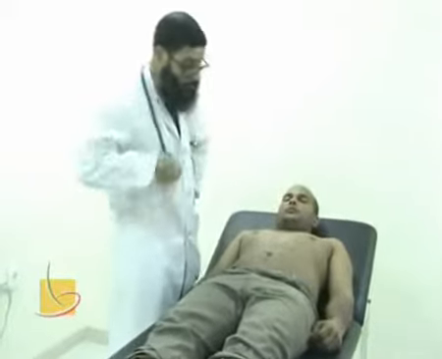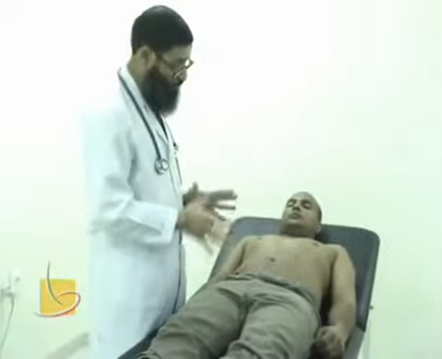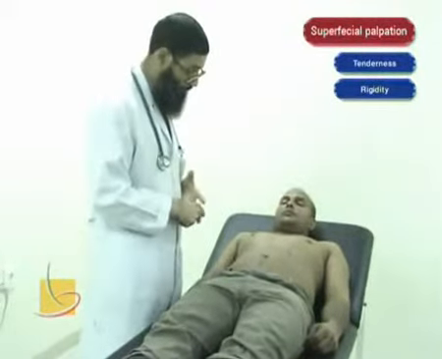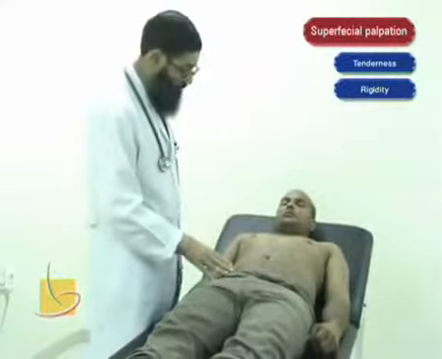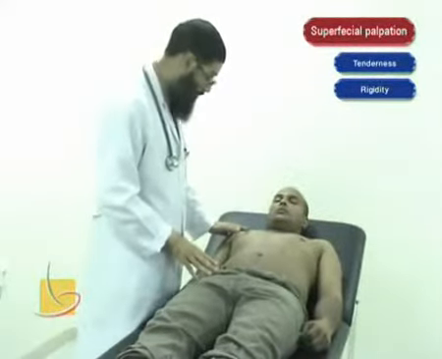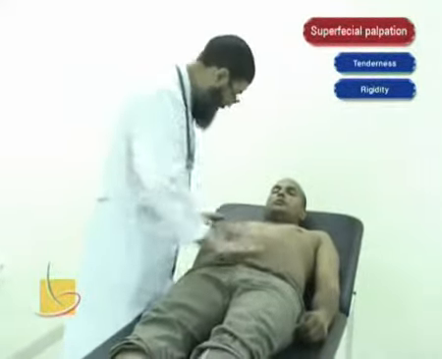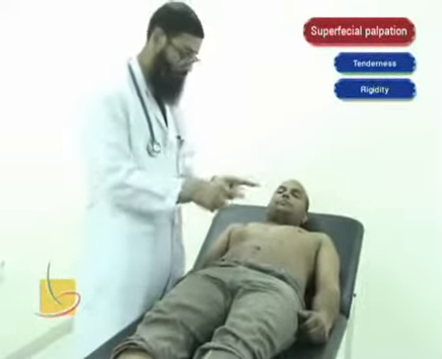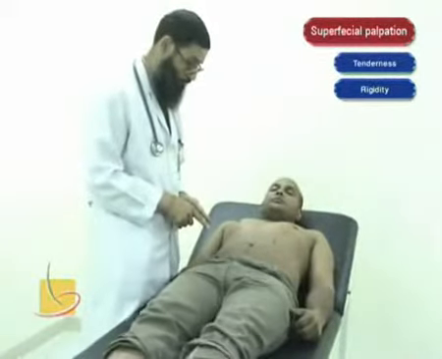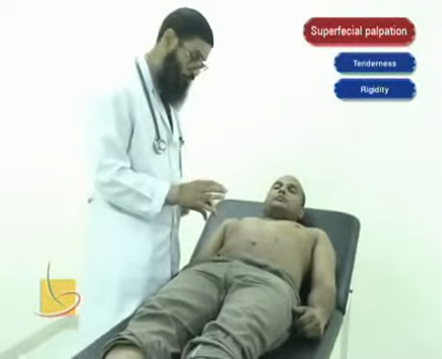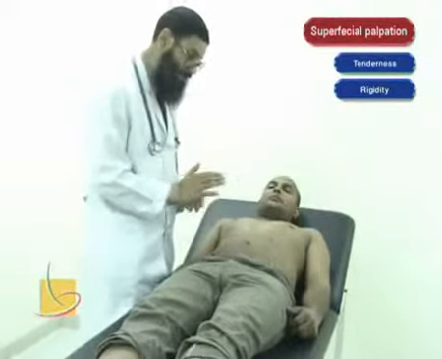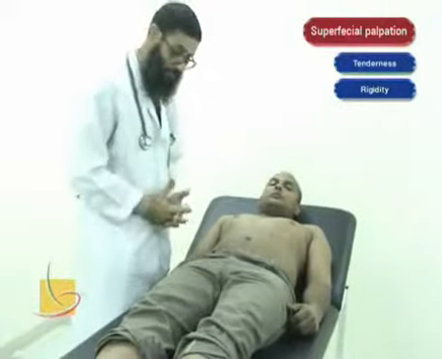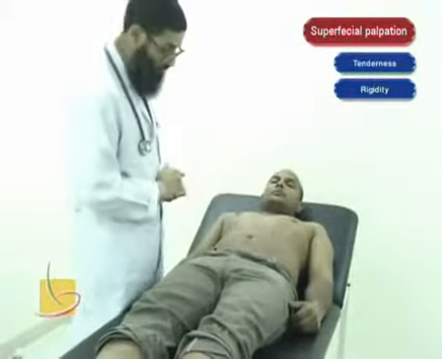What else? Go now to palpation. Start by superficial palpation, then deep palpation, then organ palpation. Before starting superficial palpation, you must always ask the patient, do you have any pain? Always start with this question. Why is that? In order to avoid this area, or be careful when you palpate that area. We don't want to give the patient more trouble by pressing strongly on a tender area.